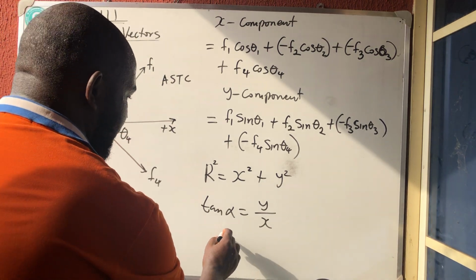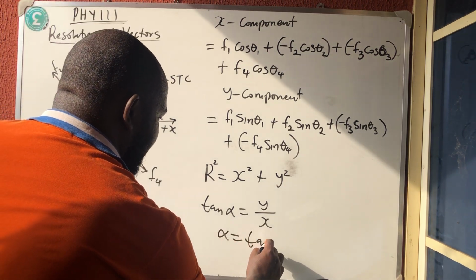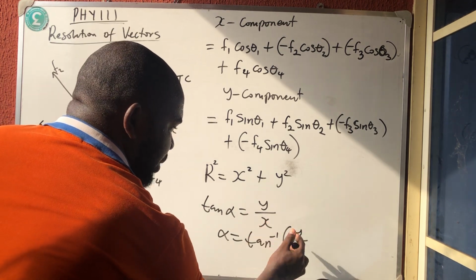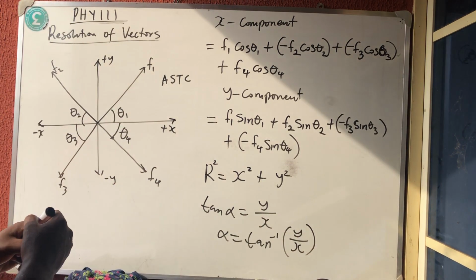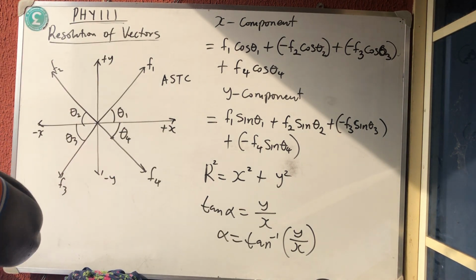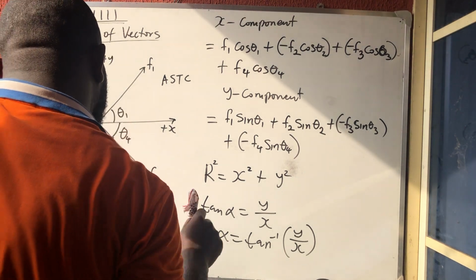Okay, so then the angle you are looking for is now what? The tan inverse of the summation of what you got in y over the summation of what you got in x. You see, as simple as that. It's not difficult to get. So let's solve some questions on that, then we are good to go.